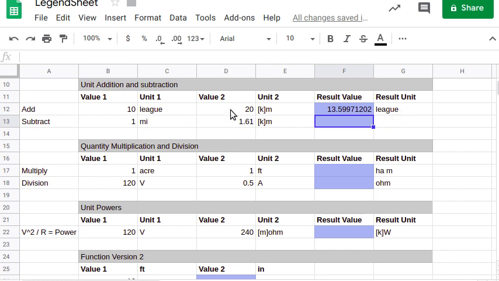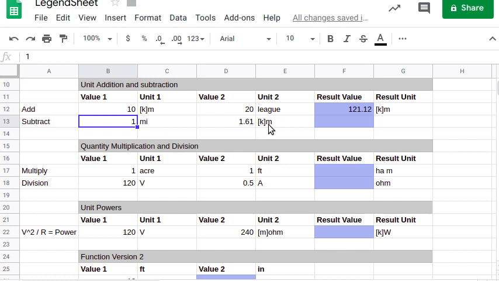So for addition and subtraction, the resultant unit is always the unit of the first supplied quantity. So leagues in this case. If we were to switch these around, so this is kilometers, you would see that the resultant unit would be in kilometers, and in fact this makes sense, right? 10 kilometers plus 20 kilometers is 30 kilometers. So we can use leagues here, and we can see that we get the result of the same operation in kilometers. Subtraction is the same thing.